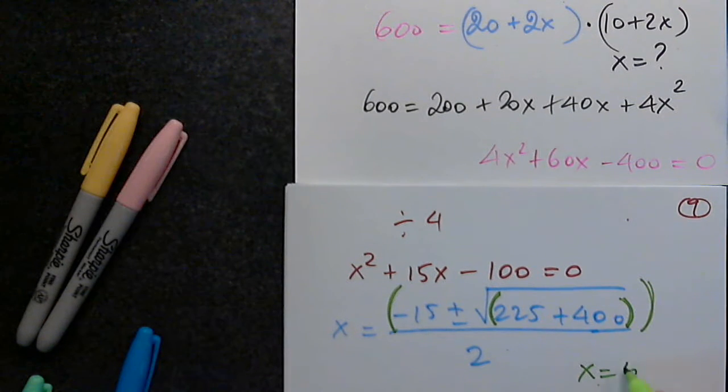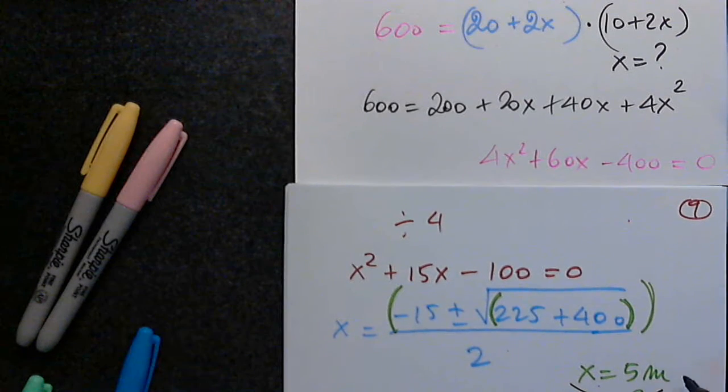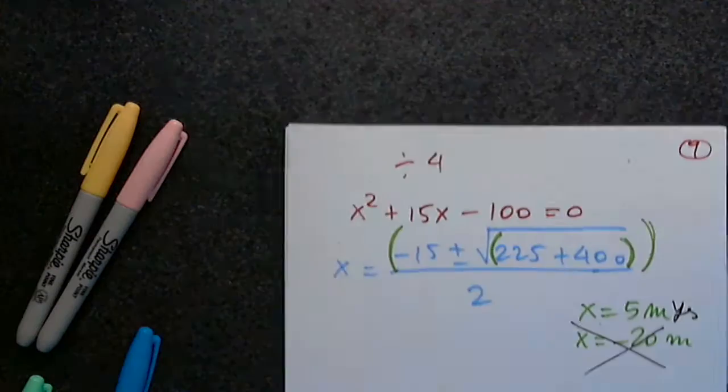X equals 5 meters, and x equals negative 20 meters. Since we're talking about meters, what will you say? You will say no way, and you will say yes. So the width of the path around the pool is 5 meters.